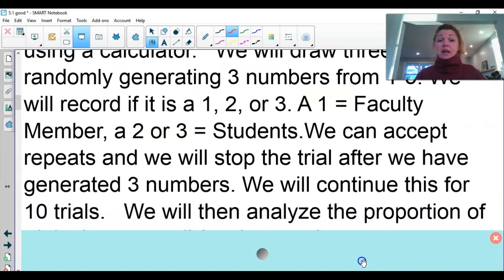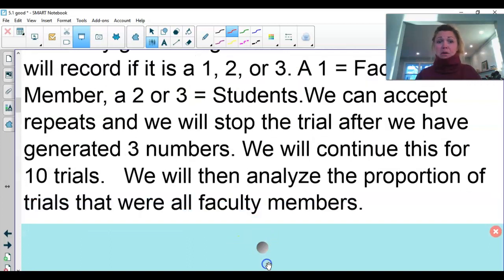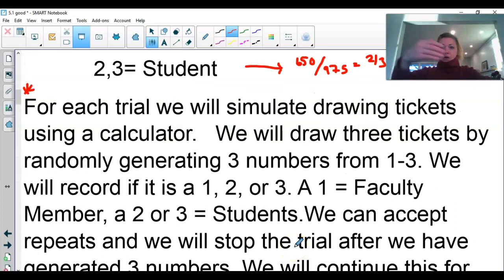We will continue this for 10 trials or several trials. Remember, probability is long range. It's after several repetitions that we will answer our question. We want to know, what's the probability? Is it likely to pull out 3 faculty members or not? So we're going to analyze the proportion of trials that were all faculty members. Again, I'm simulating taking tickets out of a big jar. That jar has 1/3 faculty members and 2/3 students.